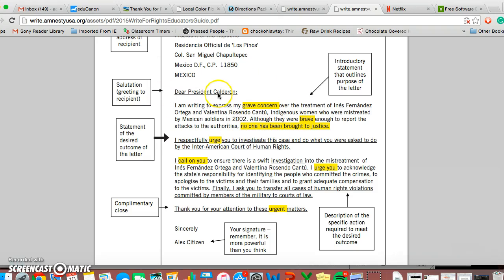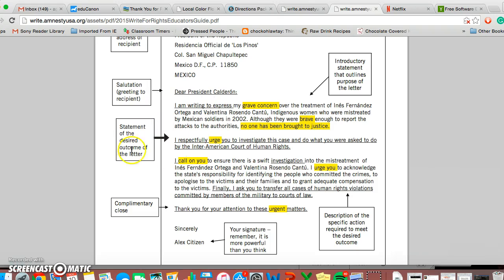Though this issue occurred in 2002, nothing has been done since, and that's why we need to act now. So you need to make sure that you're stating the problem in a way that makes the person understand that it's still relevant and it needs to be acted on. All right, so that's part number 1, establishing the problem.